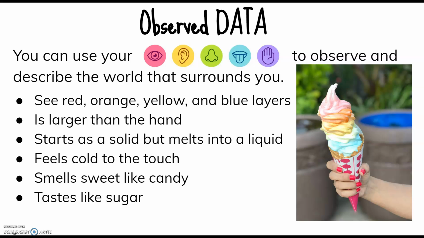When we look at this ice cream cone, we can see that there's red, orange, yellow, and blue layers. It is larger than her hand. It starts as a solid, but it melts into a liquid. It feels cold to the touch. It smells sweet like candy, and it tastes like sugar. All of those things describe an ice cream cone.